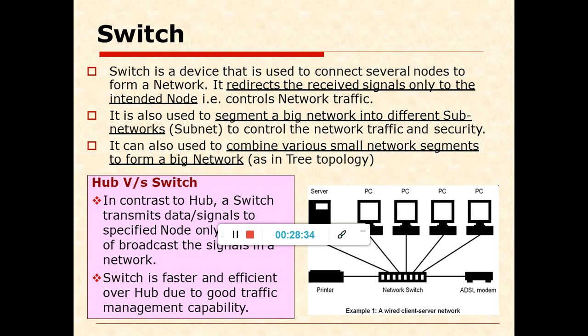In this diagram, one switch is connected. The switch connects different types of devices: PC, server, printer and ADSL modem. So here the switch is used to connect different types of systems. Just the switch will forward the message from one system to another system.